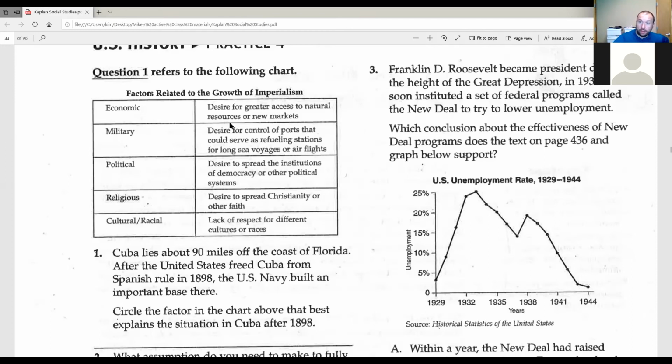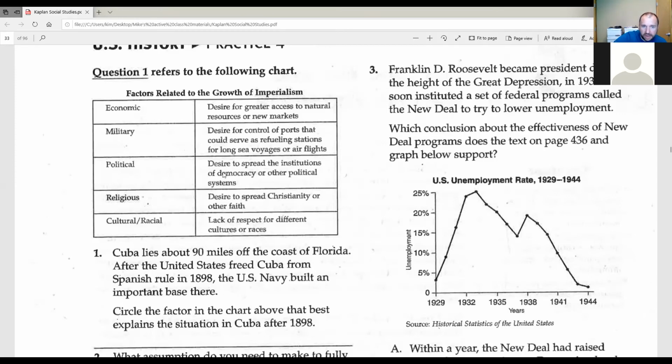Because the Pacific Ocean is huge, it was vital for some of these big, powerful European countries and ultimately America to have ports in the middle of the Pacific Ocean that they could stop at and refuel. Also, they could have military bases in areas that were closer to mainland Asia and other places. So again, the desire for controlling those ports and either having military bases or refueling stations was a military reason why countries wanted to control it.